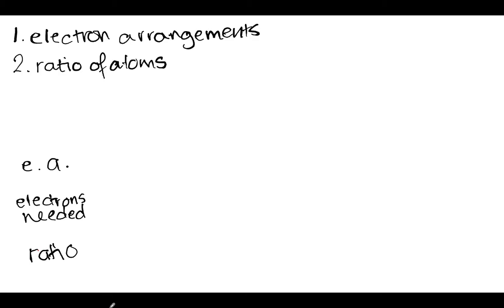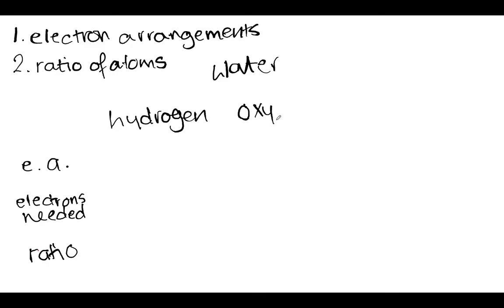Alright then, so let's move on to something slightly more complicated than hydrochloric acid. We are going to have a look at the electron arrangement for water. Now, water is made up of hydrogen and oxygen. Hydrogen's electron arrangement is 1. Oxygen's electron arrangement is 2, 6.